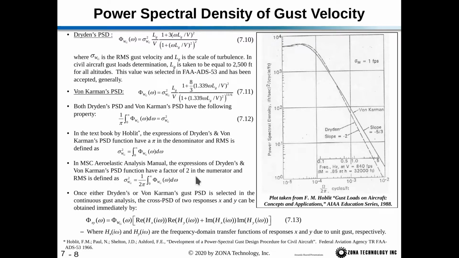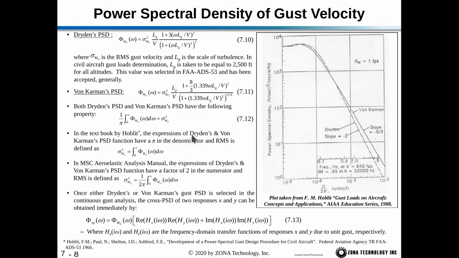Now we note that they're just using different conventions in their definition of the RMS. But as long as you use consistent conventions, in the end, you'll find that the integral of the PSD of the gust is just sigma WG squared.